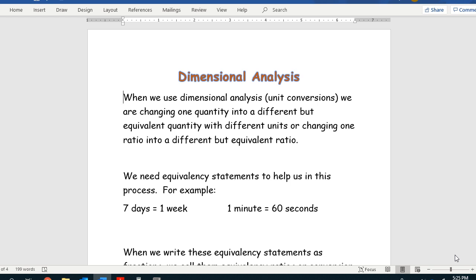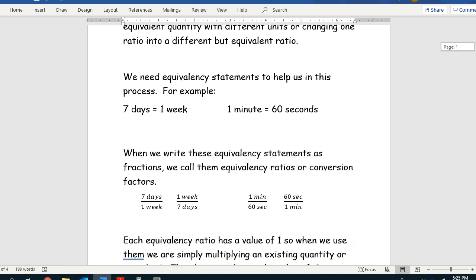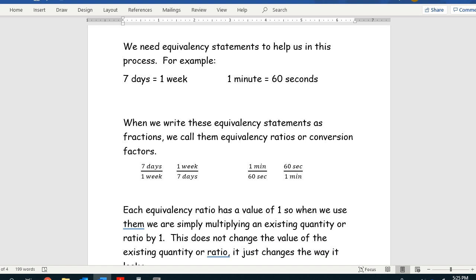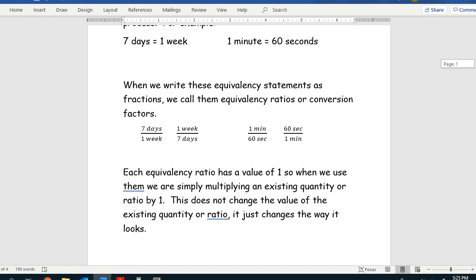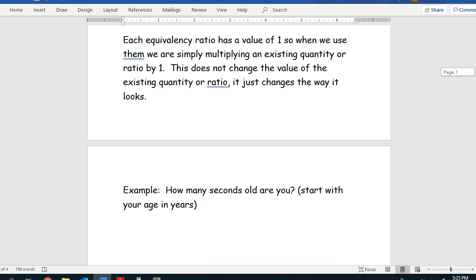Here's an example of a couple. There are lots and lots of them, but 7 days is the same amount of time as 1 week. 1 minute is the same amount of time, just expressed in a different way, as 60 seconds. We will write these equivalency statements as fractions, and when they're written in fraction form, we will call them equivalency ratios or sometimes conversion factors. Each equivalency ratio has a value of 1. So when we're using them in this process, all we're doing is multiplying an existing quantity or ratio by 1.